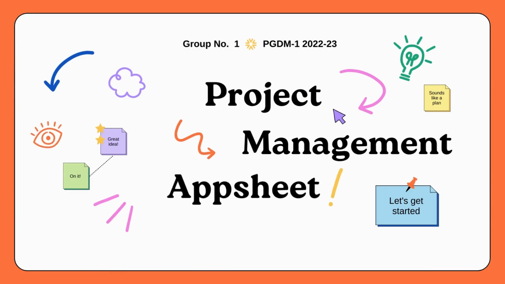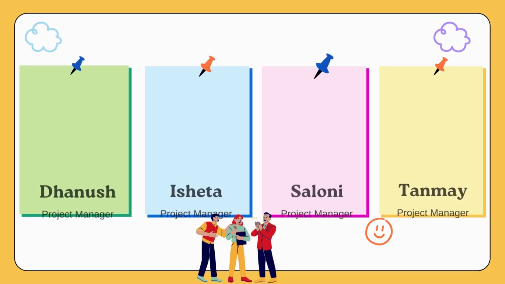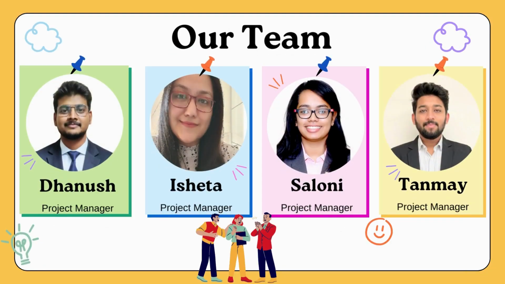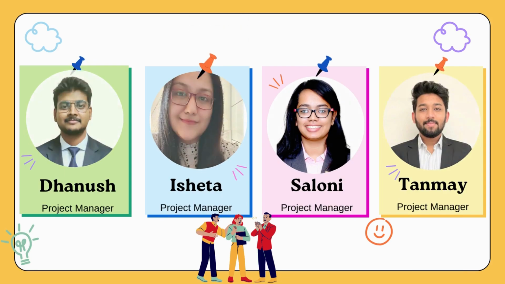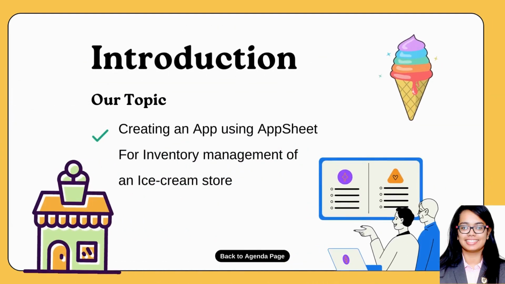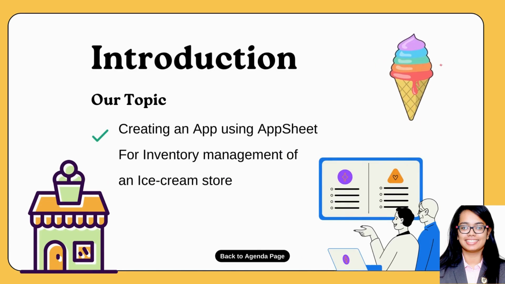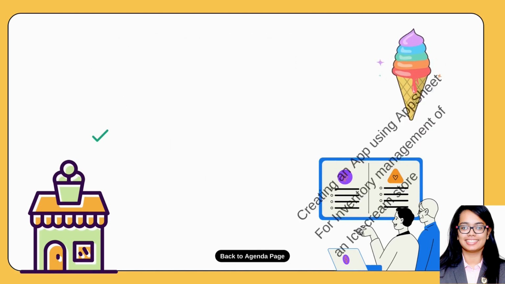Hello, we are Group 1 and for the project management assignment, we have to make use of AppSheet. I am Saloni Munch and my teammates are Dhanush, Ishita and Tanmay. Our topic is creating an app using AppSheet for inventory management of an ice cream store.